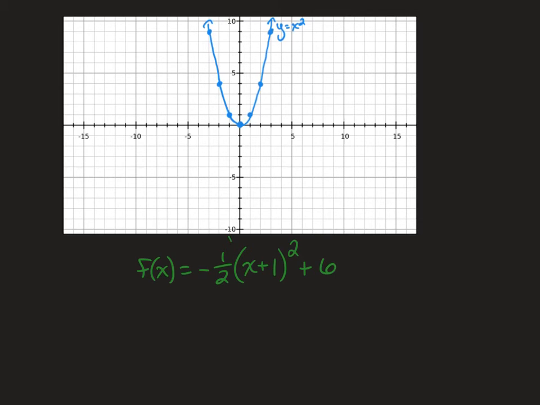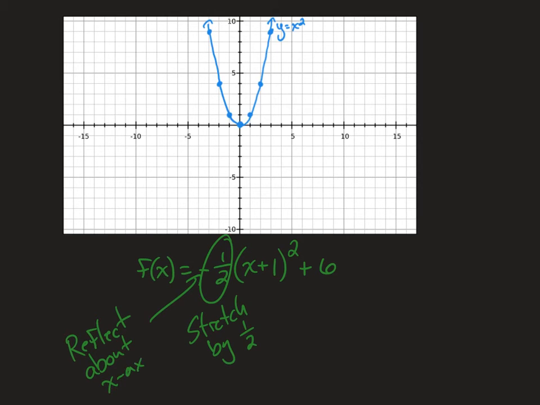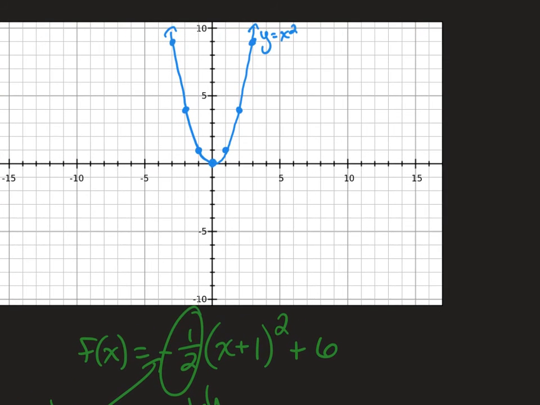What are we stretching by right here? Stretch by 1/2, but look, there's a negative. That negative is going to reflect about the x-axis. Make a note of that. Whenever we have a negative, we're going to reflect about the x-axis. So everything's going to flip over. So let's do that. Let me start by just flipping everything over.